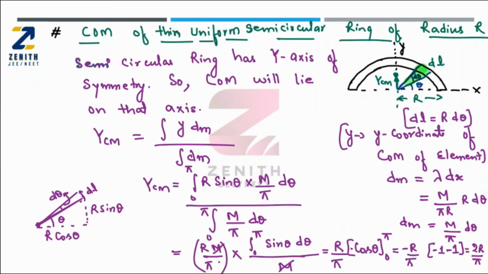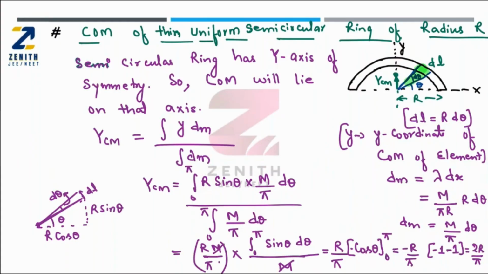Very important relation. Then after that I will talk about how to get these values by simple tricks. So this is the expression for how to calculate the center of mass of a uniform semicircular ring having a radius r, which is nothing but 2r by pi. That means this y center of mass I have calculated, which is nothing but 2r by pi.